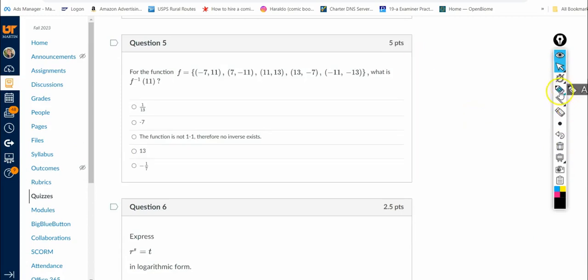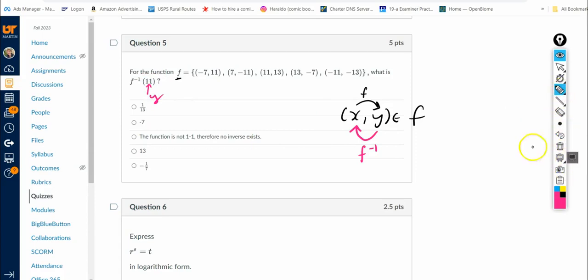All right, now we're asked for F inverse. And if you have a point in F, then what F does is it maps X into Y, and what F inverse does is it maps Y into X. So if we want F inverse of 11, we need to find the point whose Y coordinate is 11. And so here we have it, and F inverse will map 11 into -7. So the answer is going to be -7.